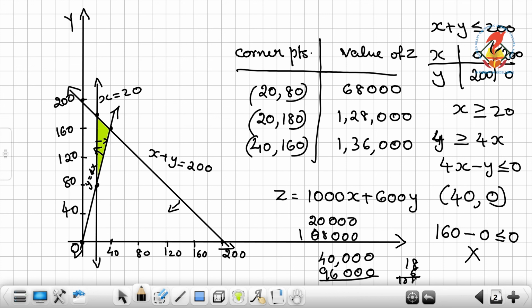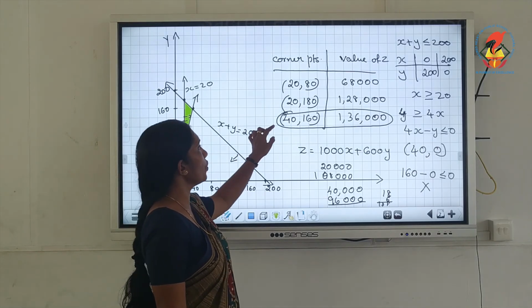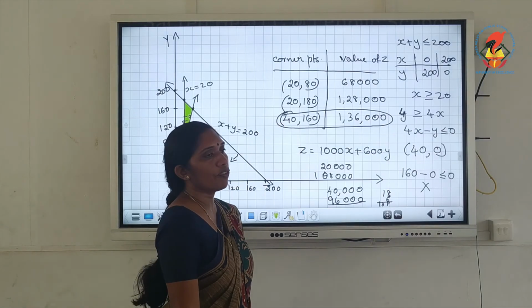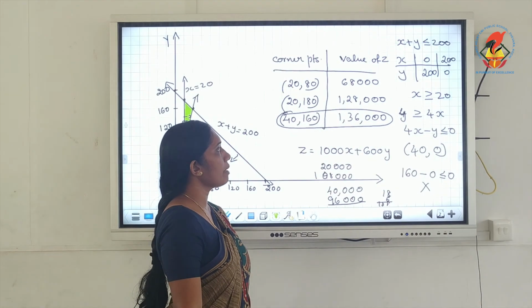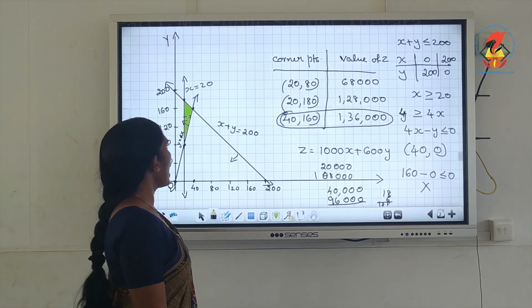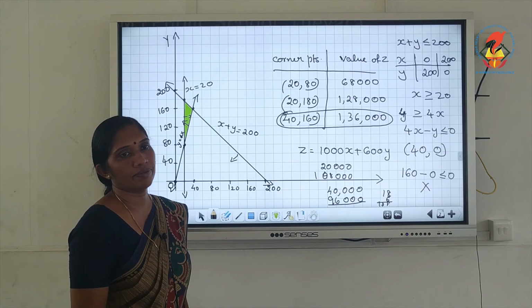So 136,000. So which is the maximum? 1,36,000. That is the maximum profit when x is equal to 40. That is number of executive class 40, number of economy class 160, and maximum profit is 1,36,000. Okay.